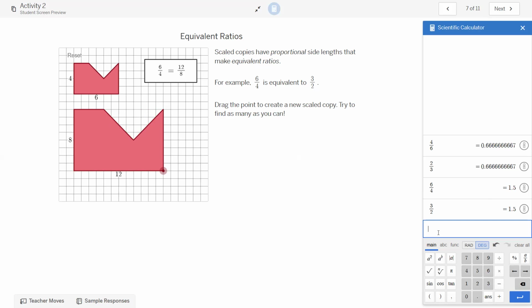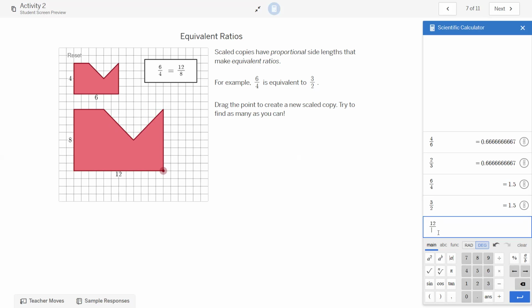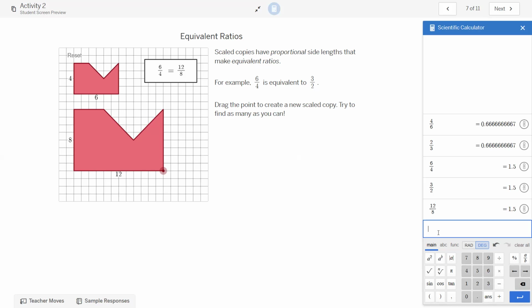So before we did 3 over 2, 6 over 4. So we're going to do 12 over 8. And then we get, guess what? There it is, 1.5. So this is correct. They are proportional relationships. They are equivalent ratios.